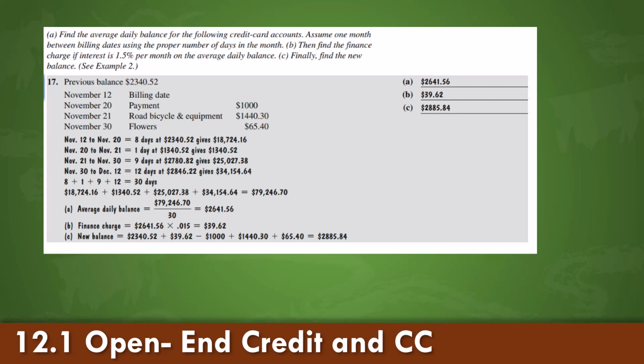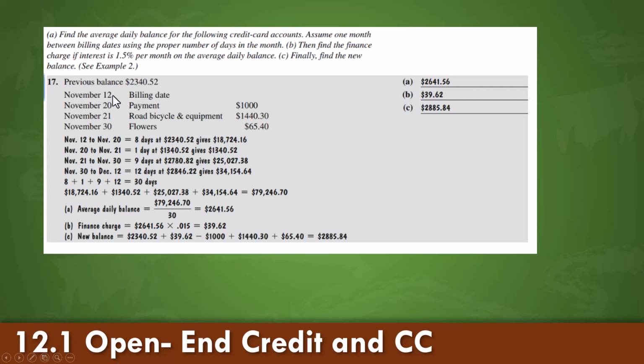In 12.1, we also discussed finding the average balance for the following credit cards, assuming 1 month between the billing dates and using the proper number of days in the month. Then we find the finance charge if the interest is 1.5% per month on the average balance. We will also find the new balance. In this example here, we have our previous balance, billing date, payment, purchases.